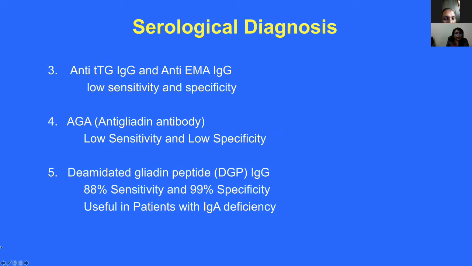Then comes anti-TTG IgG variety. Previously, we were doing the IgA variety. Now, anti-TTG IgG and anti-endomysial IgG. Both of them, the IgG variants, have low sensitivity and specificity.